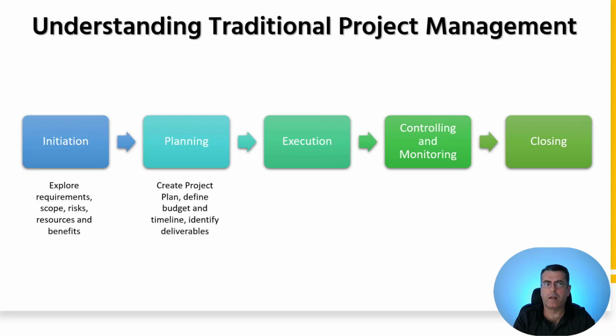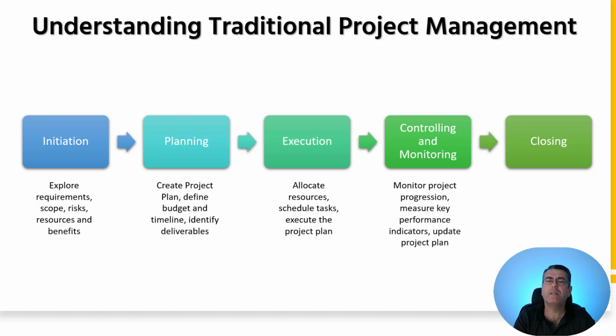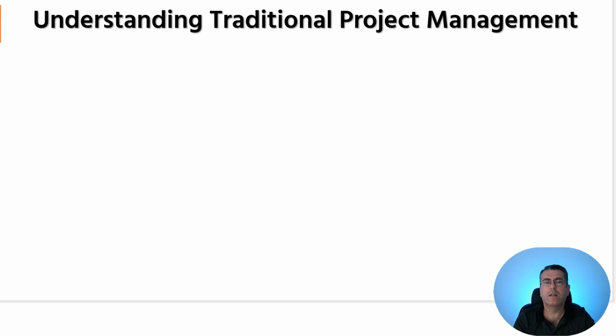When you have a detailed plan, then you go to execution. You're going to allocate resources, schedule tasks, and execute the project plan. Of course, when you're executing the project plan, you need to control and monitor the activities, to make sure that the activities are done and the performance of your project is aligned with your plan. And at the end, you deliver your project and the results, document your project and provide lessons learned. This is the way we work in a traditional way.